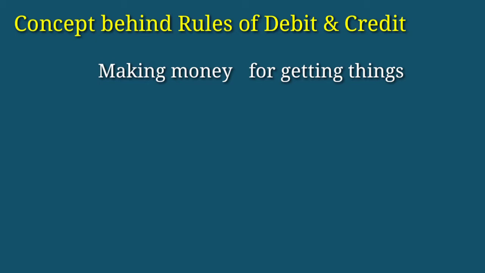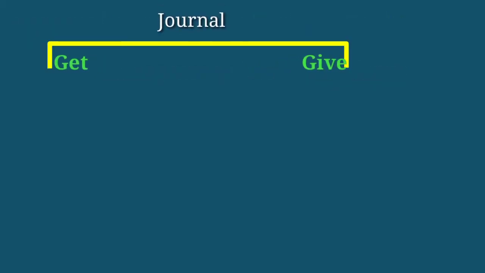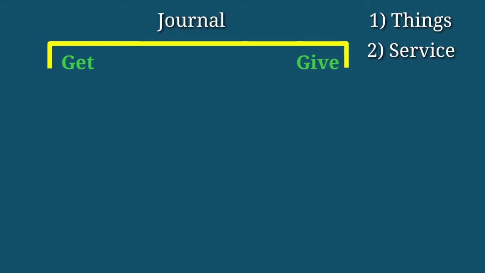For this purpose, that is getting things, we need to give something. Okay. So, for getting something, we need to give something. Right? So, now we can start journal entry from this point. That is, get things and give things. Not only things, we can get service also. So, the purpose of money is to get things or service. So now we can start our concept for making journal entries.